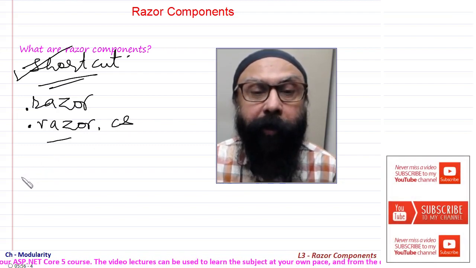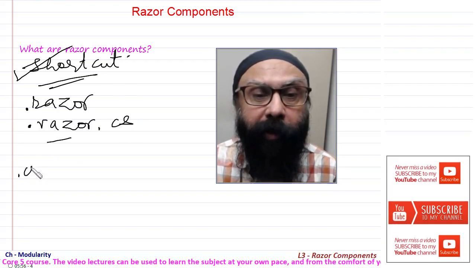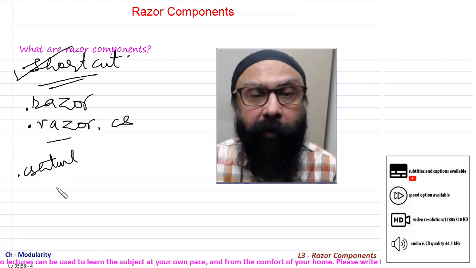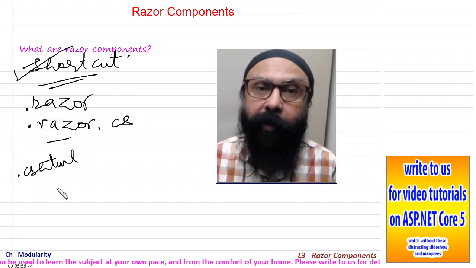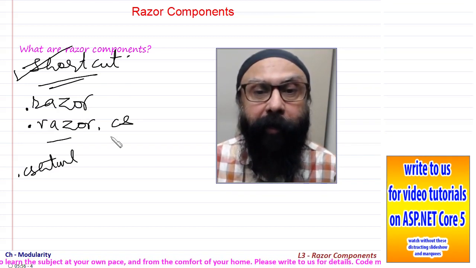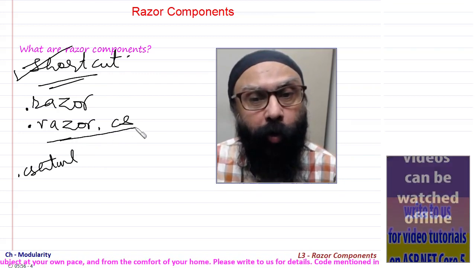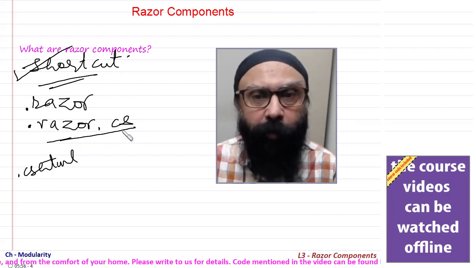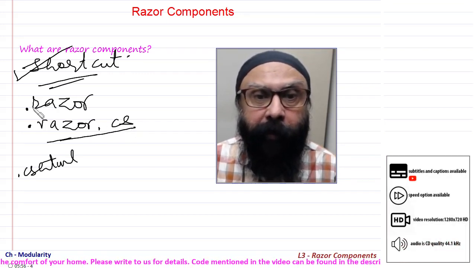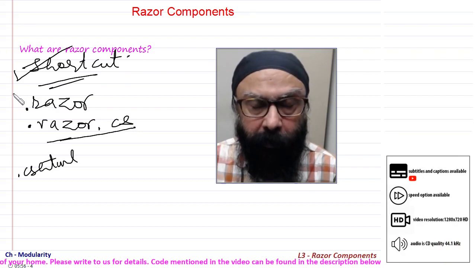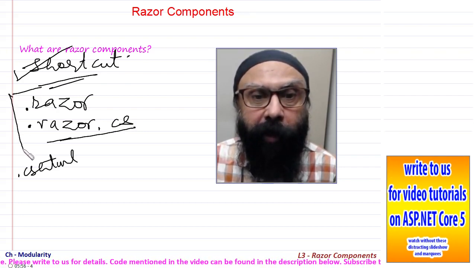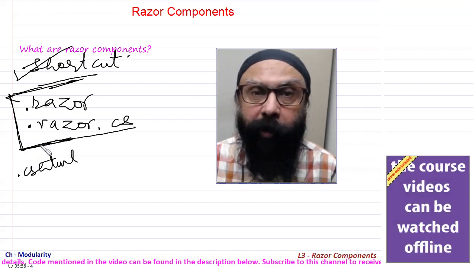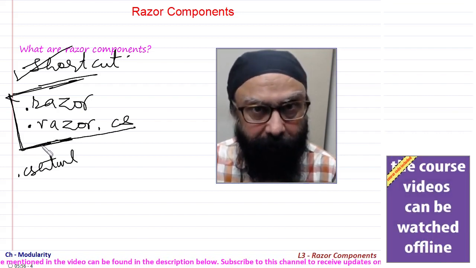Like you write your Razor pages in .cshtml and .cshtml.cs. Similarly, these components are written inside files called .razor and if you have a code behind, then you can use the .razor.cs. So I'll explain both of them today. And the good part is that these are standalone components. They do not depend on other parts of your project.